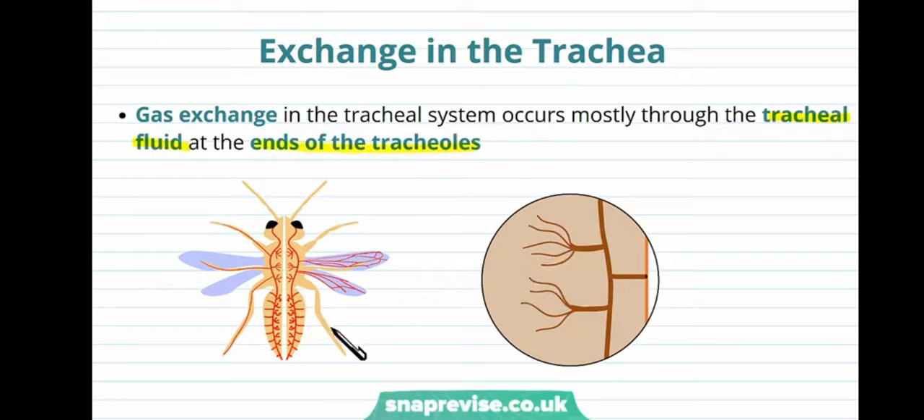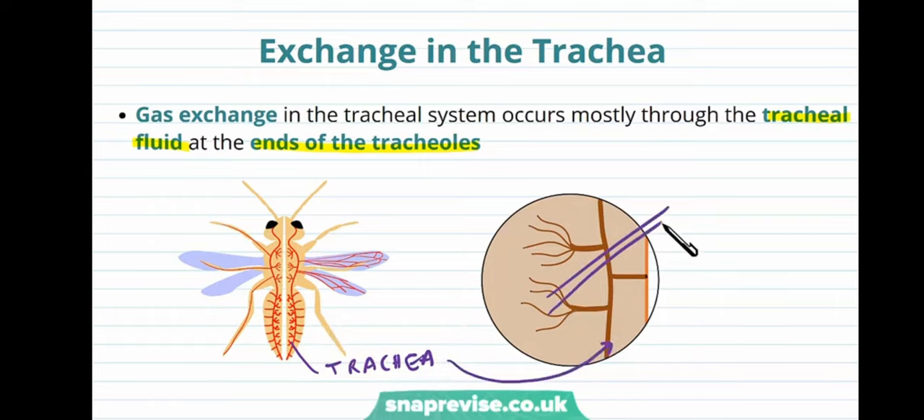So remember what we have is we have the main tubes, which are the tracheae or trachea. These divide into tracheoles which are much smaller. So the trachea would be this tube here, and these smaller tubes would be the tracheoles. This is analogous to in the human lungs where we have one trachea and then several bronchi and bronchioles dividing off of that as well.